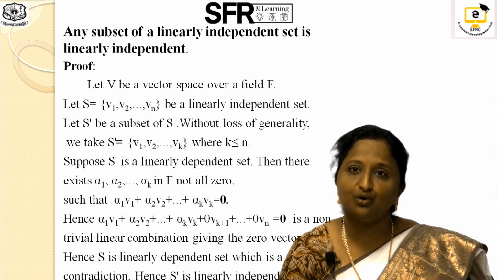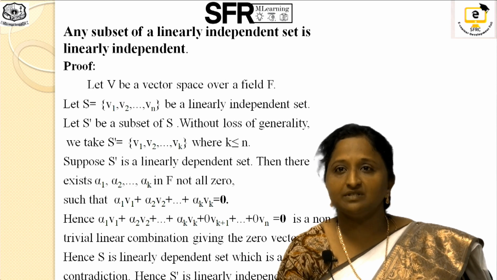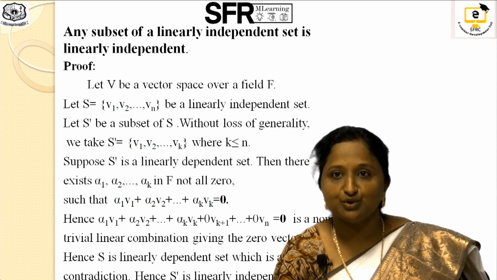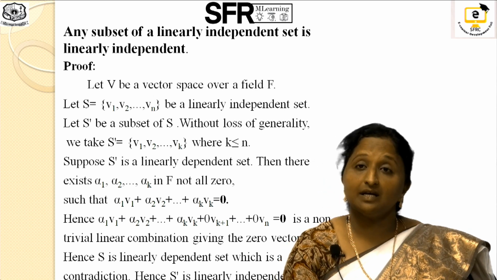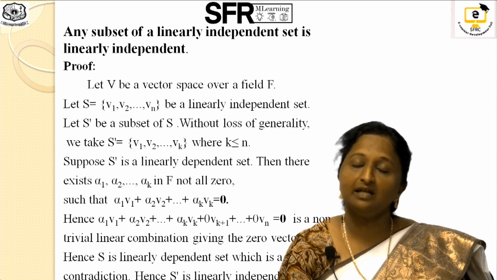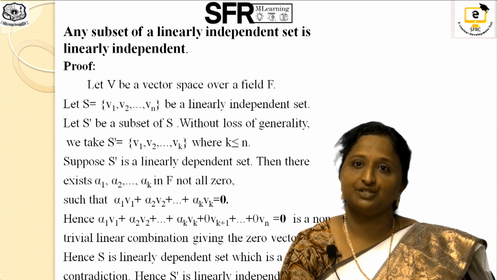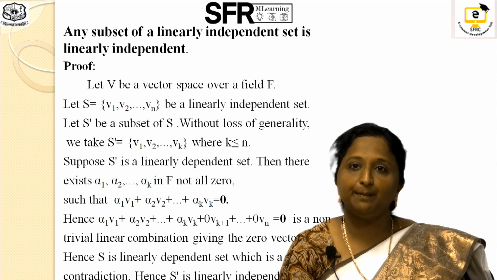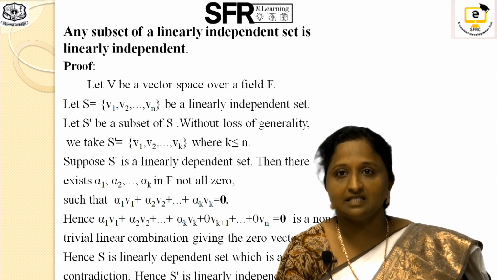What is meant by without loss of generality? We should not change any hypothesis given. So we take S equal to V1, V2 and so on, Vn, as the set of vectors, that is, n vectors. Suppose S dash is a linearly dependent set, taking the least positive integer k. Then not all the scalars are 0.